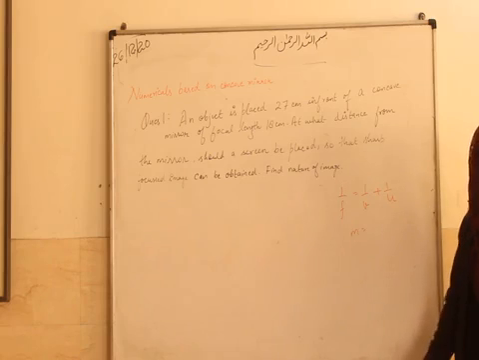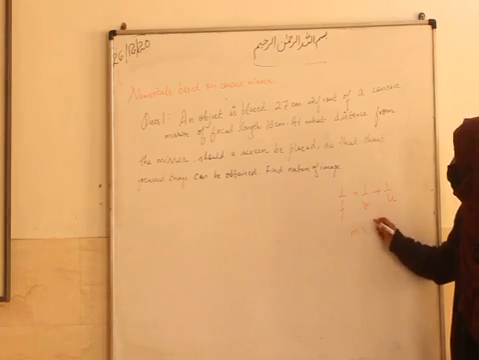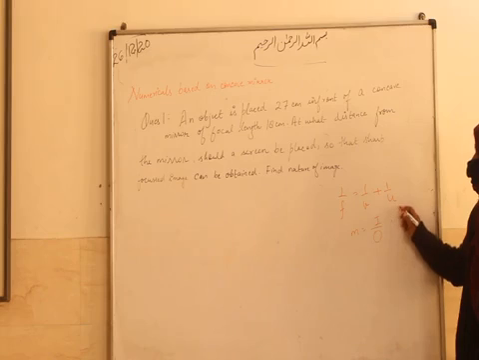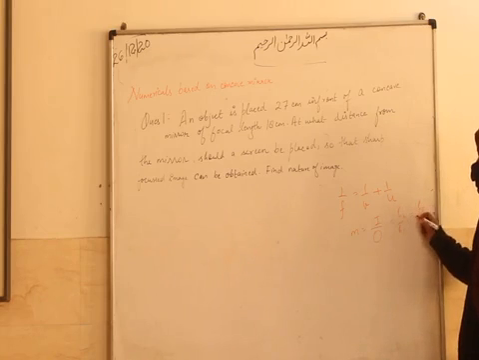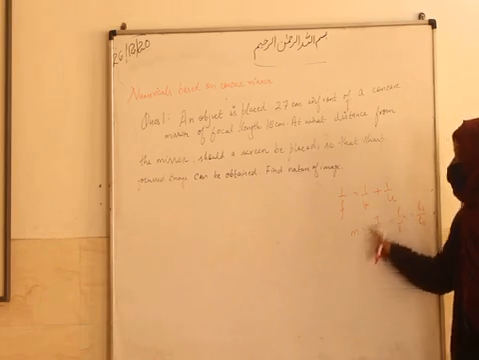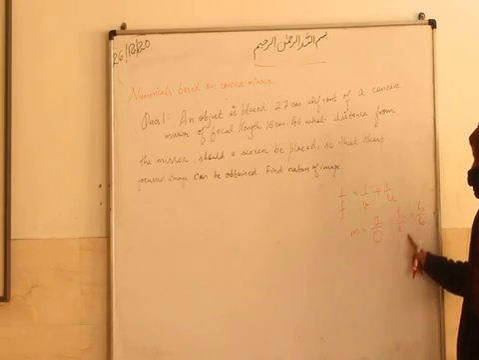Minus v upon u. The actual formula? I upon o, height of the image upon height of the object. In your book it is written I upon o. In some other book it is written h2 upon h1, and if you want you can also write hi upon ho. Magnification is the height of the image upon the height of the object.